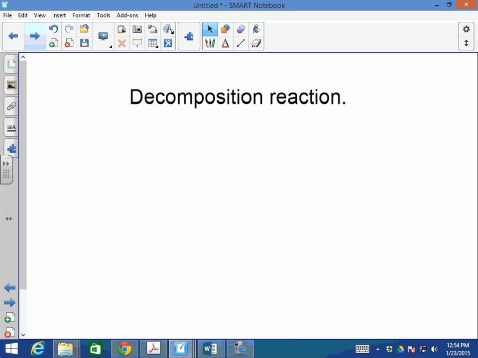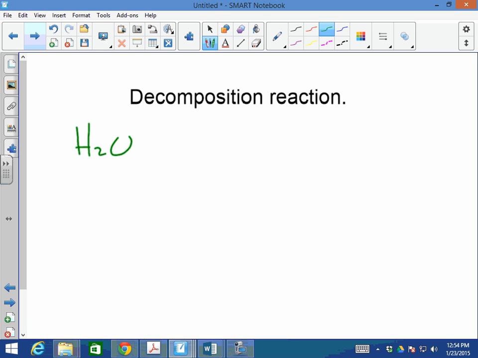Next one. Decomposition is the breaking down of a compound. Simple equation again. I could go back from synthesis. It is the opposite of synthesis. If I go H2O decomposes to end up with H2 plus O2. That's the equation. And I have 2 here, 2 there, it is balanced.